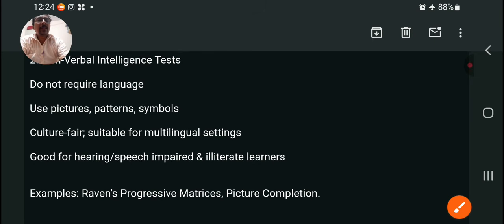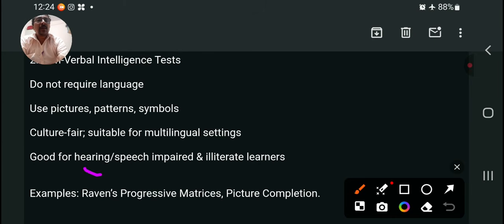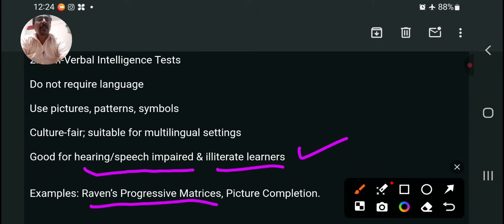Good for hearing or speech impaired and illiterate learners. So especially these types of tests are used for hearing or speech impaired and illiterate learners. Example: Raven's Progressive Matrices, picture completion. Raven's Progressive Matrices is also known as RPM.